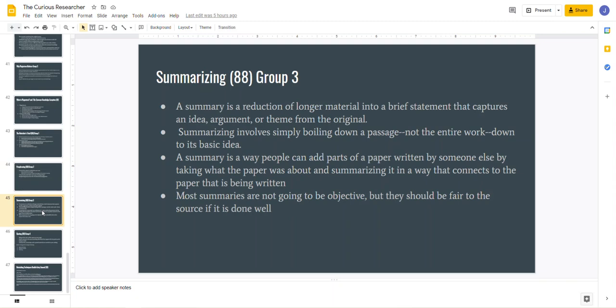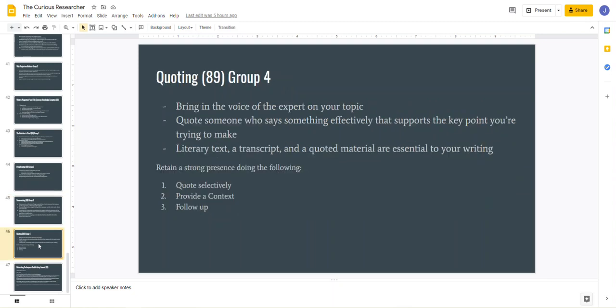Summary is really a reduction of longer material into a brief statement or two that captures the idea, argument, or theme, right? Summarizing involves boiling down a passage, not the entire work, to its basic ideas. Most summaries are not going to be objective, but they should be fair to the source if done well. So it's where you take a large passage in a source, you don't know what to use as a quote, it's really too large to paraphrase, so you might break it down to a summary, and you can include that in a paragraph providing the context, right?